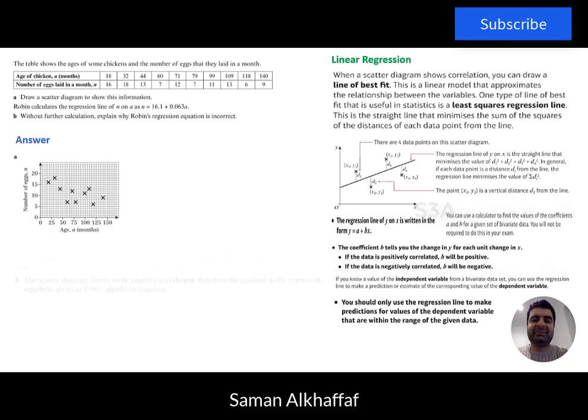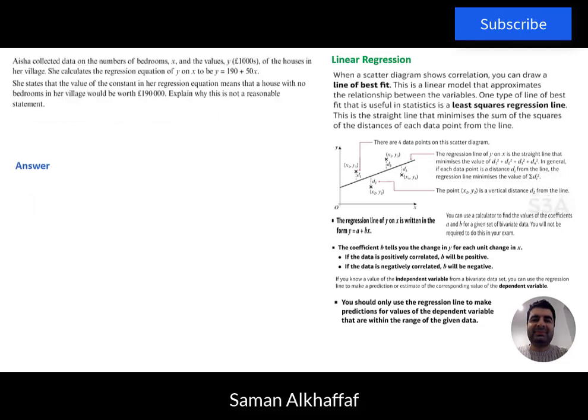And in this scenario, for part B, we are asked, without further calculation, to explain why Robin's regression equation is incorrect. As shown in the scatter diagram, it's a weak negative correlation. Therefore, the gradient in the regression equation, given as 0.063, should be negative because of a weak negative correlation. And this will be our explanation for this question.